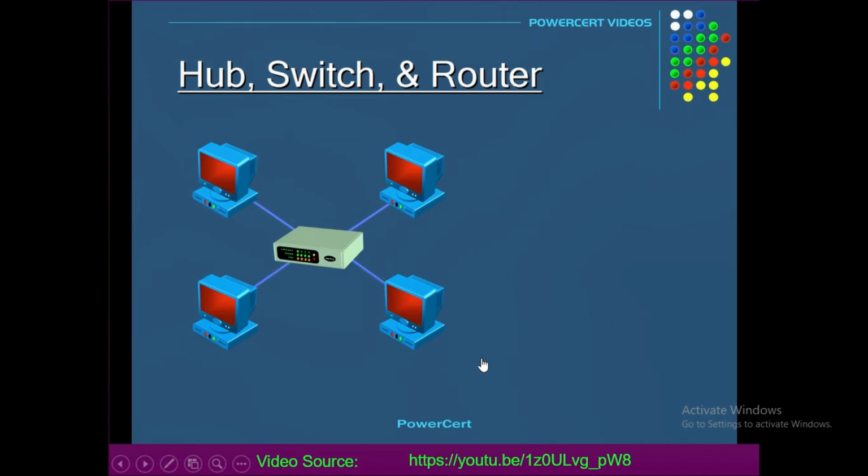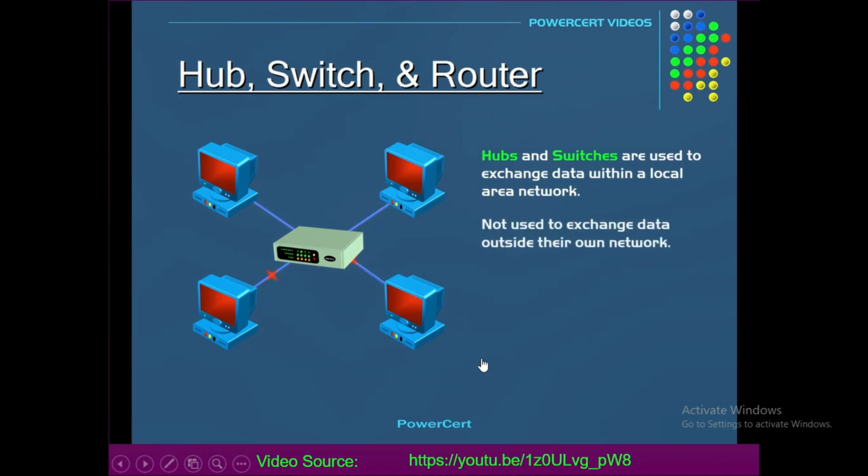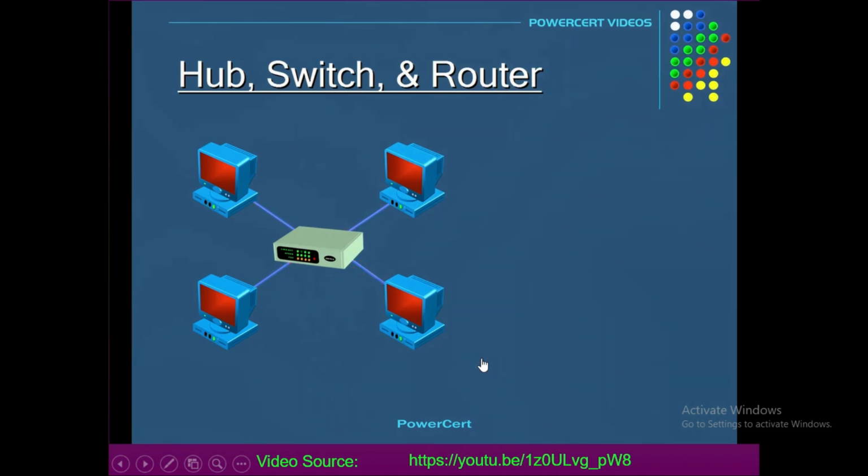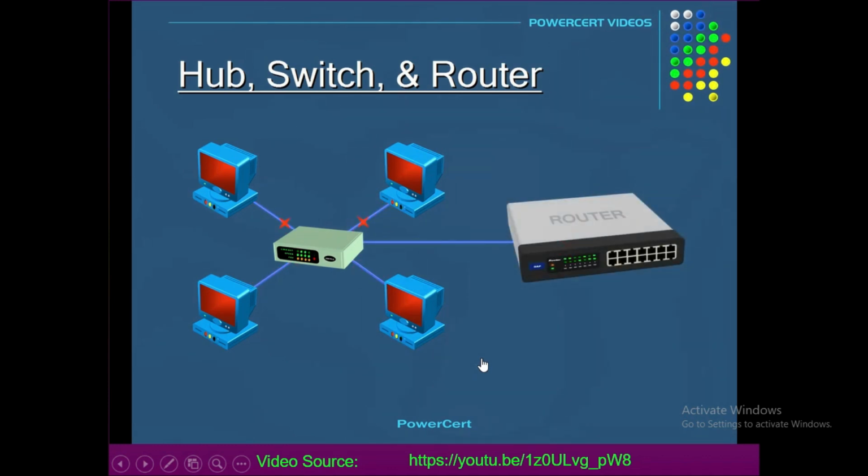Now, hubs and switches are used to exchange data within a local area network. For example, such as in your home network or in a business. They are not used to exchange data outside their own network, such as out on the internet. Because to exchange or route data outside their own network to another network, such as out on the internet, a device needs to be able to read IP addresses. And hubs and switches do not read IP addresses. So that's where the router comes in.